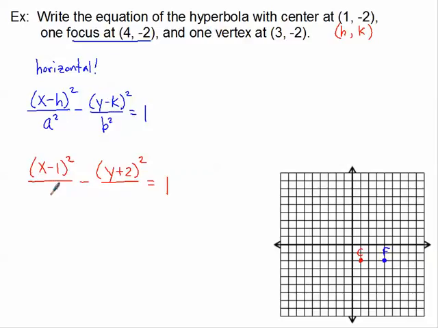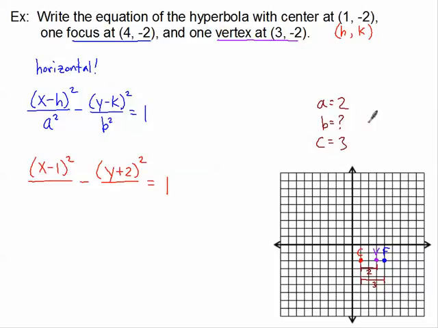We're looking for a squared, we're looking for b squared. I do have one more piece of information. I'm doing that in purple. The vertex, or one of the vertices at least, is at 3, -2. All right, so there's my vertex. So now I can count out my distances. I know that the center to the vertex is right here, and that's 2 units. That's my value of a. A is 2. I know that the center to the focal point is 3 units, and that's the value of c. And again, what I don't have is the value of b.